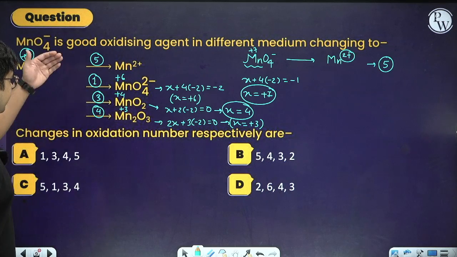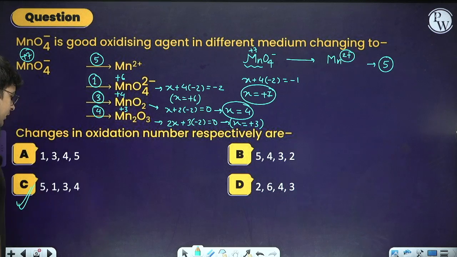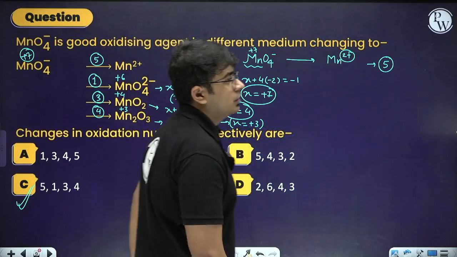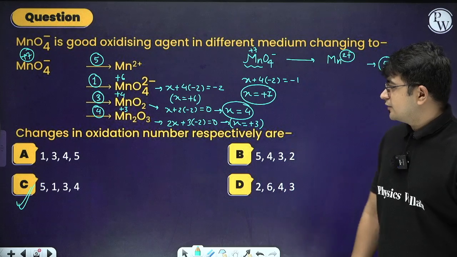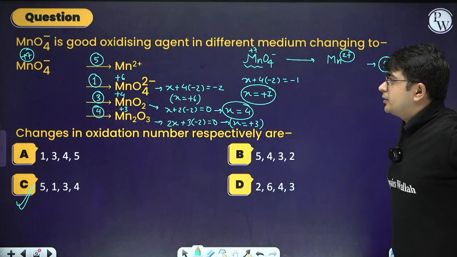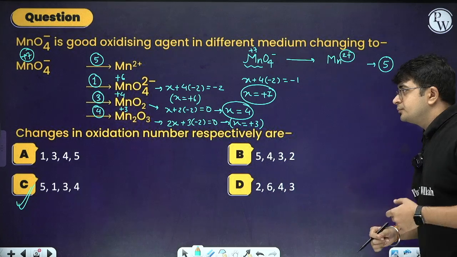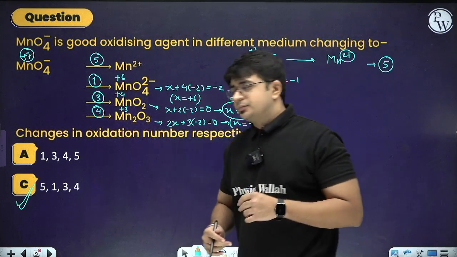So that will be 5134. Yes, option number C. 5134. You can see. A very simple, very easy question. Just have a look at it. A simple calculation related to the entire part. Okay. These type of questions can be asked.